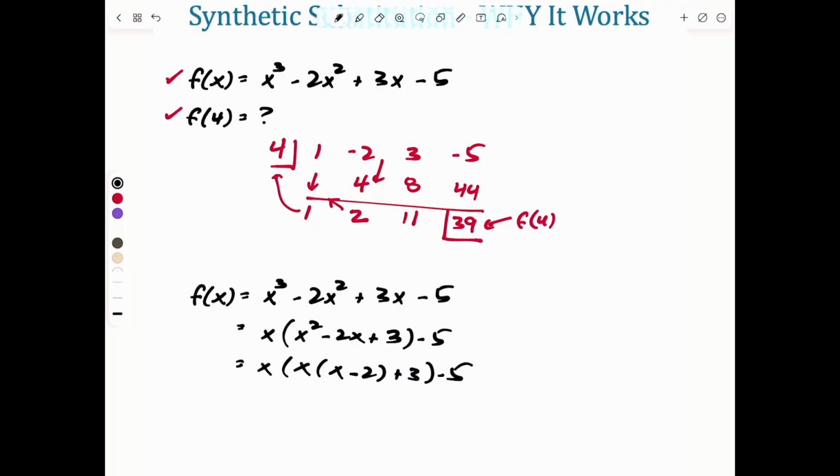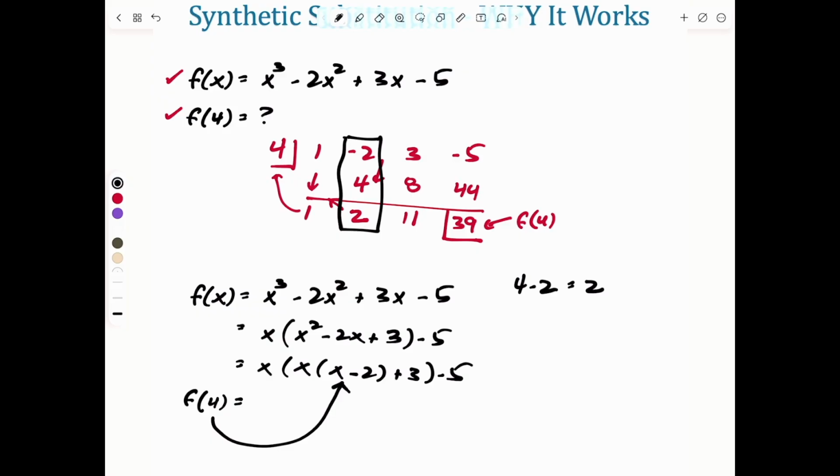Now let's see what would happen if we wanted to evaluate this at 4. Using order of operations, the 4 would immediately go to the inside of the polynomial, giving us 4 minus 2, which is 2. Now, where did we see in the synthetic division algorithm that 4 minus 2 is 2? It's this column right here. 4 minus 2 is 2.